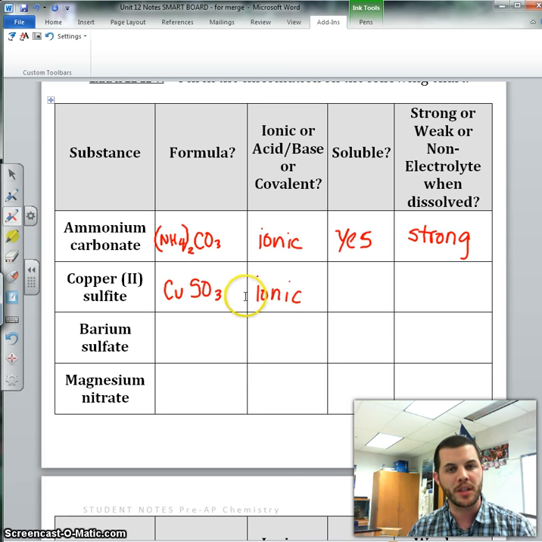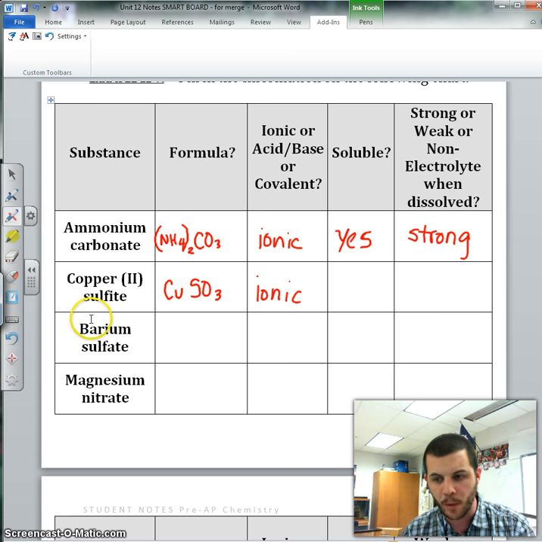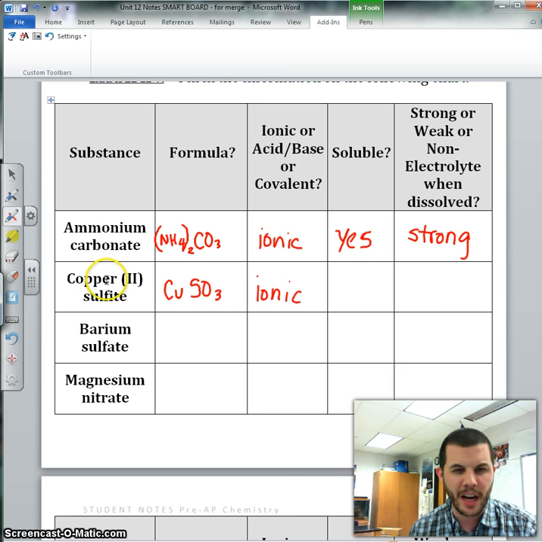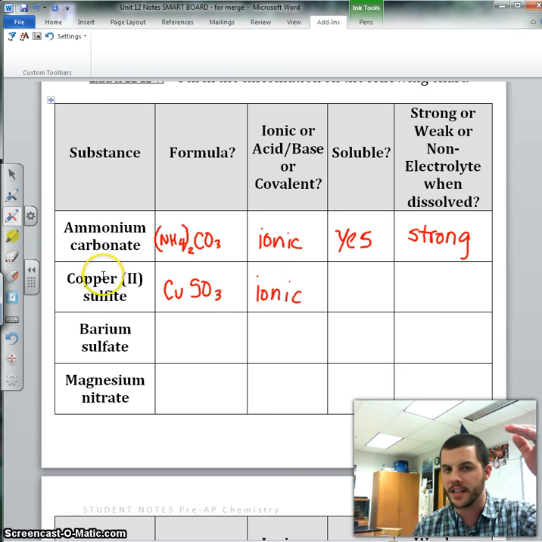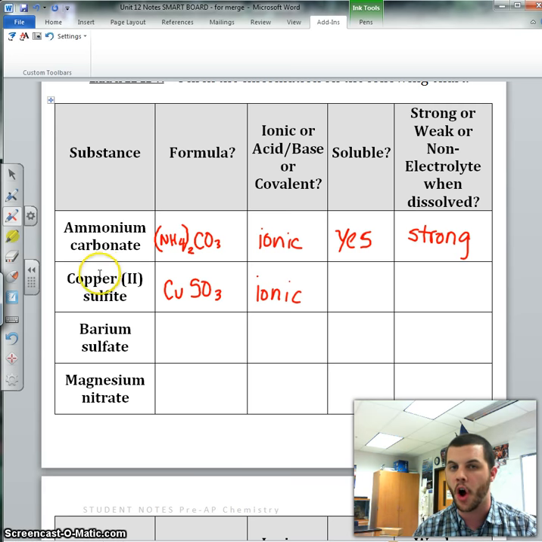Okay, I look at my solubility rules. I see that sulfate is soluble with some exceptions, but sulfite is not. Sulfite falls into that very last category that says all other monatomic and polyatomic ions are insoluble except if it's with a group 1 or an ammonium. Well, this isn't a group 1 or an ammonium, so I know that this is insoluble.